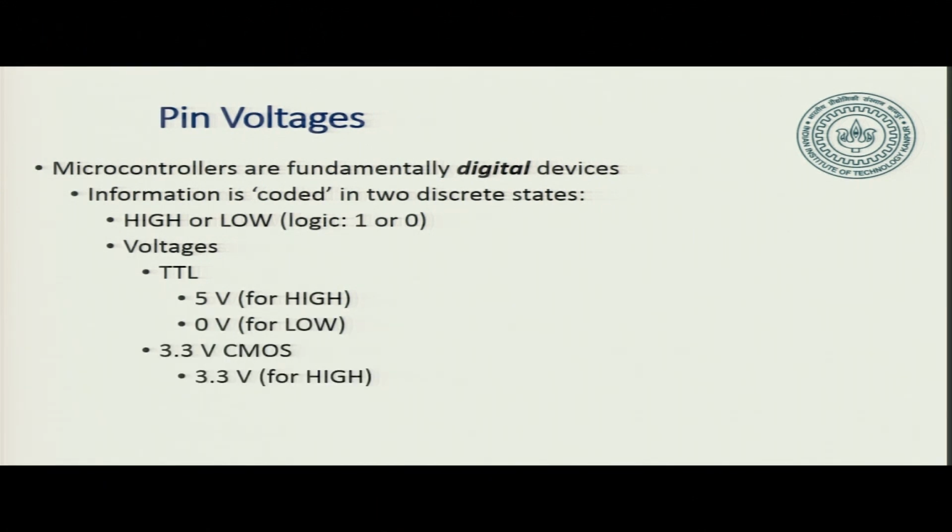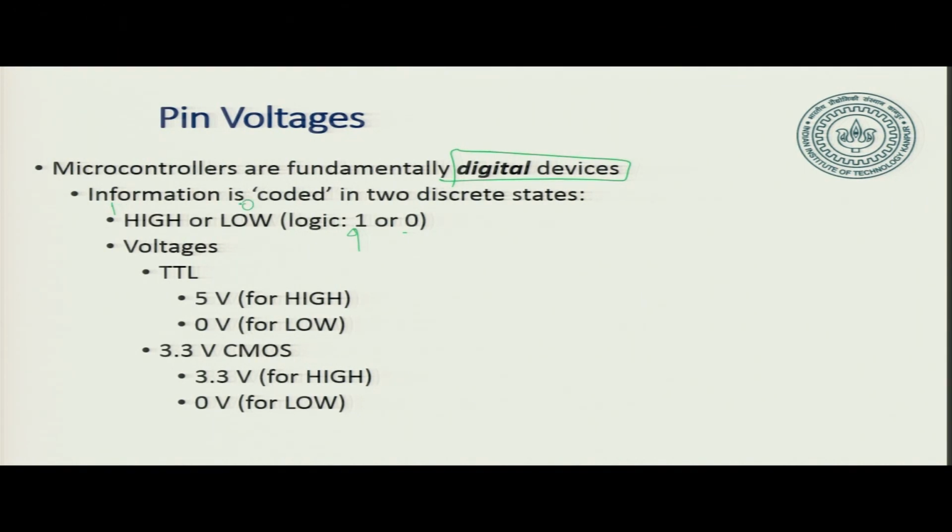Next is microcontrollers, which we have said are fundamentally digital devices. Okay. So, this is a digital device. So, the pin voltages are going to be digital, which means a high would mean a particular voltage and low would mean again a particular voltage. So, high or low basically means logic 1 or 0. High essentially means 1 and low means 0 in terms of logic.